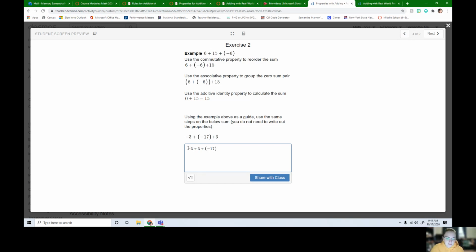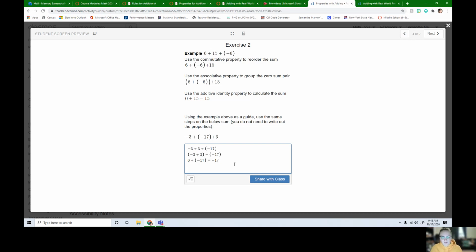I'm going to copy this line down to show my next step, if it will let me. I'm going to associate this negative 3 with this 3 using parentheses. I'm grouping them together using the associative property. Now I know that negative 3 and positive 3 zeros out by additive inverse. When I add 0 plus anything, it's just that same number it was. So 0 plus negative 17 is negative 17.